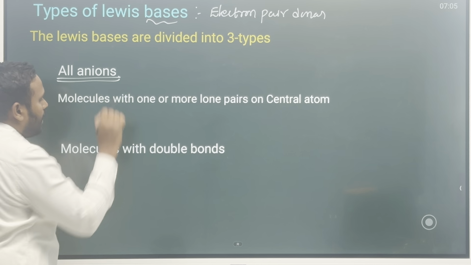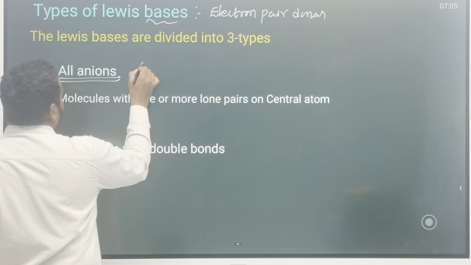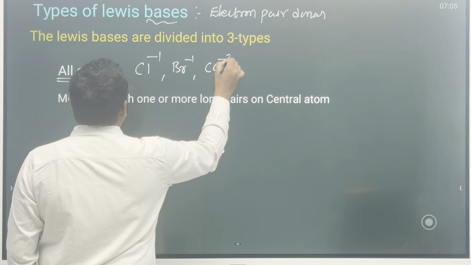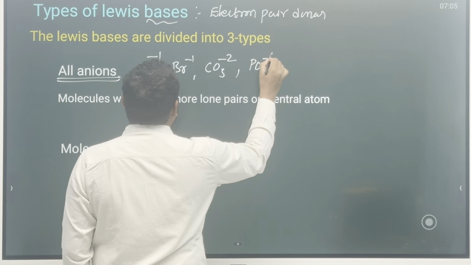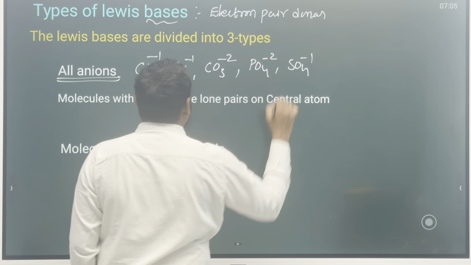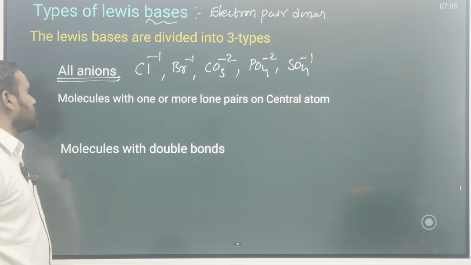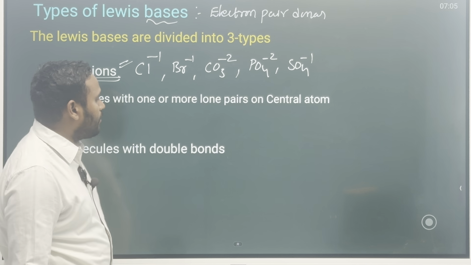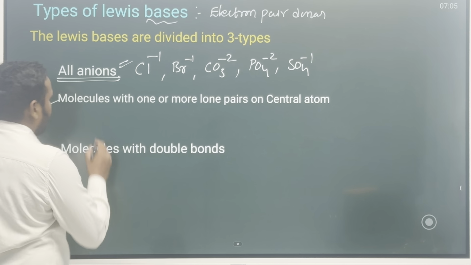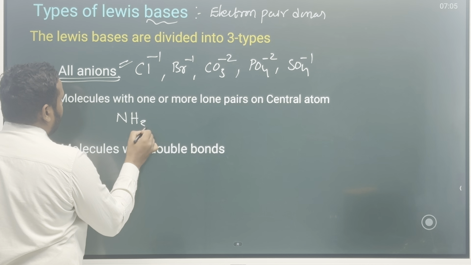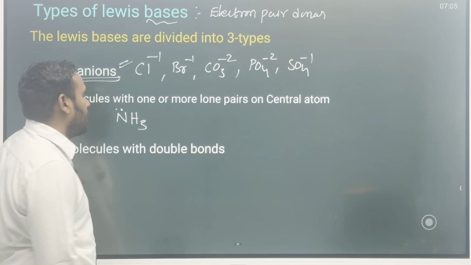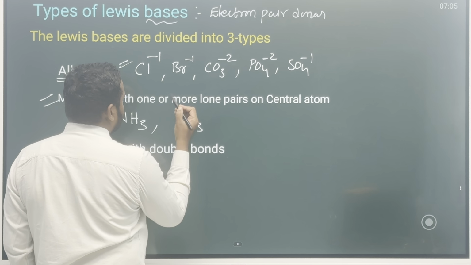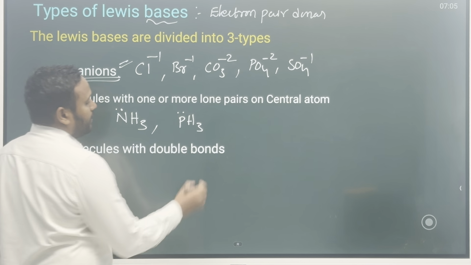All anions you take as Lewis bases. For example, chloride ion, bromide ion, and CO3 minus 2 carbonate ion, PO4 minus 3 phosphate ion, sulfate ion, etc. All these you can take as Lewis bases. Next, molecules with 1 or more lone pairs on the central atom. For example, you take NH3. In NH3 we have 1 lone pair on the central atom, and you take PH3 also. PH3 also has 1 lone pair, and you take H2S.